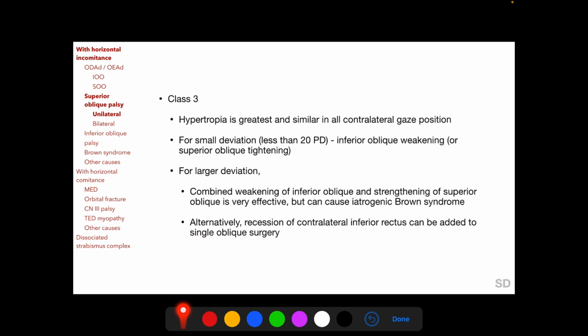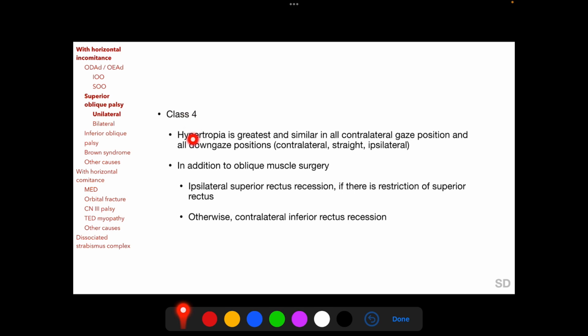Alternatively, the contralateral inferior rectus muscle can be recessed along with superior oblique tightening or inferior oblique muscle weakening. In class 4 patients, hypertropia is greatest and similar in all contralateral gaze positions, that is horizontal, up and down, and also all down gaze positions, that is straight, right and left. And in addition to oblique muscle surgery, they need recession of the ipsilateral superior rectus muscle if there is restriction of the superior rectus muscle. Otherwise, recession of the contralateral inferior rectus muscle is done, which reduces the relative hypotropia of the contralateral eye.